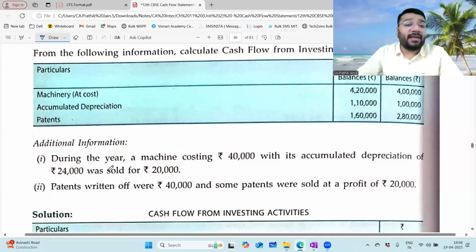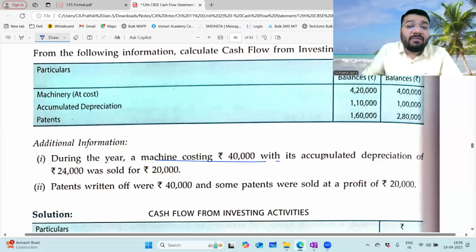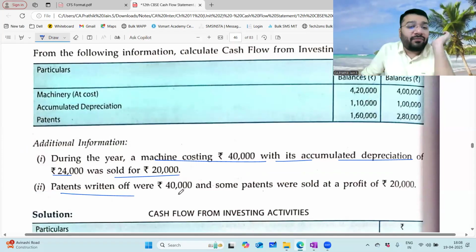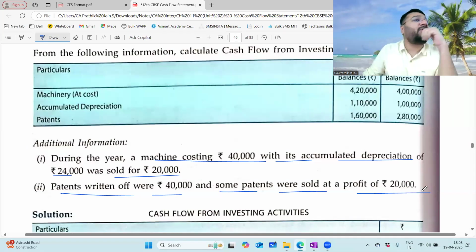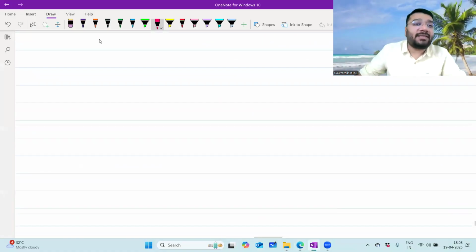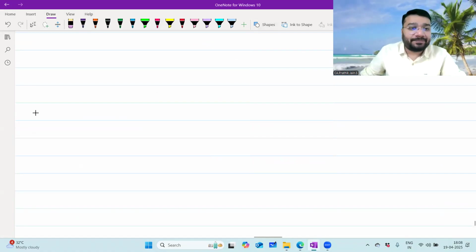Additional information. During the year, a machine costing 40,000 with its accumulated depreciation of 24,000 was sold for 20,000. Patent written off 40,000 and some patent is sold at a profit of 20,000. Manageable? Not manageable. Okay, let's do it. Open two ledgers, machinery ledger and PFD ledger.